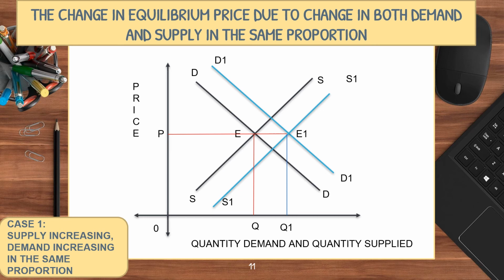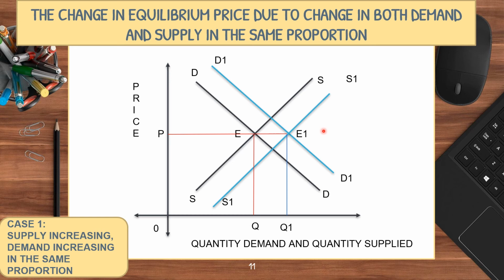Did you notice what happened? Did the price change? The equilibrium price has not changed. It has remained the same because demand and supply have shifted or increased in the same proportion. However, there is a change in the equilibrium point from E to E1. As you can see, the demand has shifted from D to D1D1. Supply as well has shifted forward from SS to S1S1.